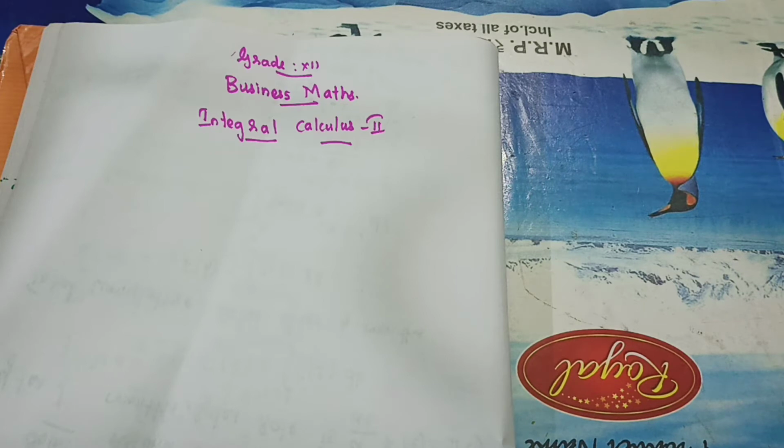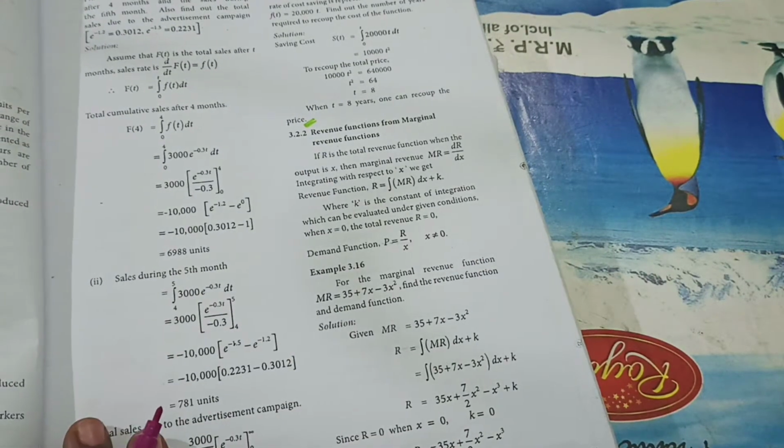We are learning our third chapter, integral calculus 2. In our last class we completed up to example 3.15. I hope all of you learned. In our next class we will move to the next section, on page number 67. First, whatever you need to take down in your notes, I am saying. Afterwards, we can move to the problems.